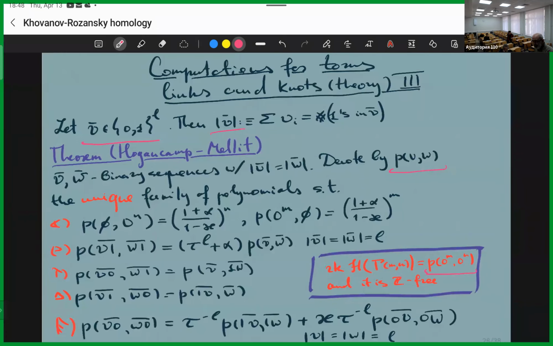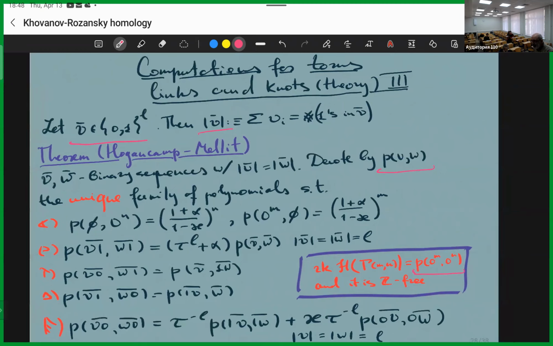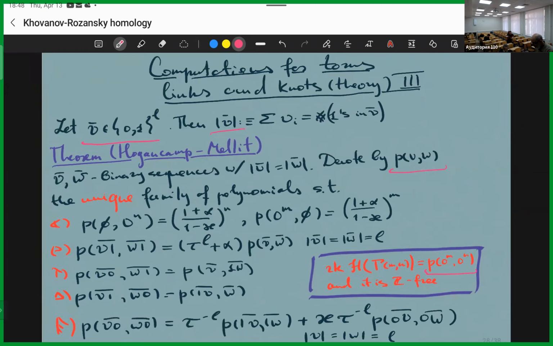Okay, I think we stop here. Next time you will start with this point and show, for example, how this works for the trefoil knot.